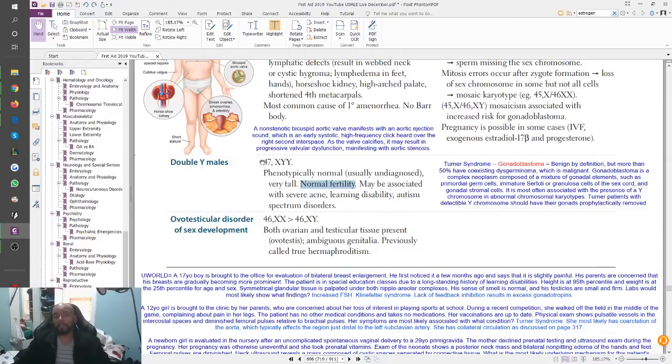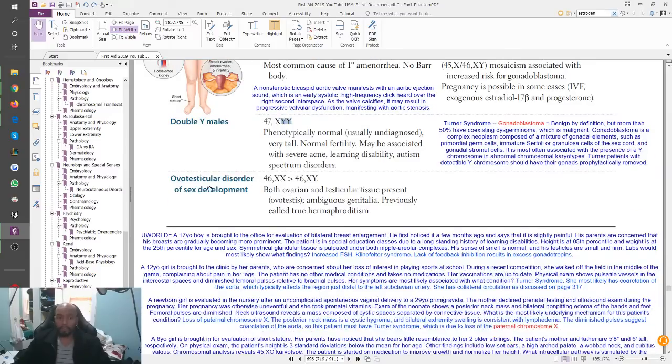The only thing with these people is like they're going to have two Ys, right? And you associate Y chromosome with excess testosterone in a sense. So maybe associated with severe acne, learning disability, autism spectrum disorders. Okay, but normal fertility. So they usually won't present until one of these three issues is becoming really problematic. And the last one, ovotesticular disorder of sex development, right?